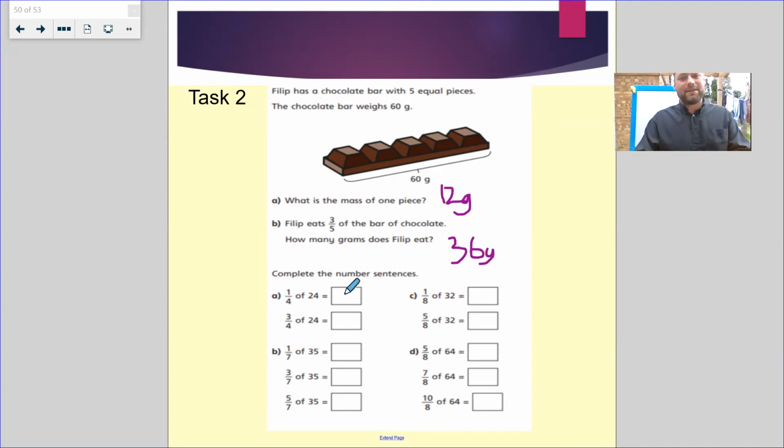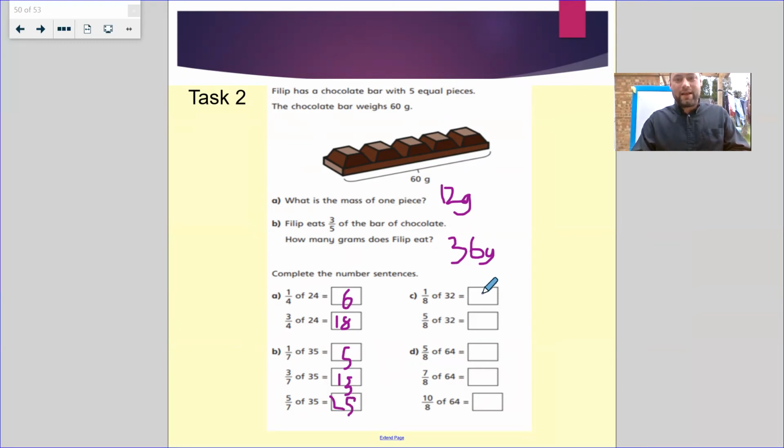And then complete the number sentences. 1/4 of 24 is 6, because 24 divided by 4 is 6. So 3/4 is 3 times 6, which is equal to 18. B, 1/7 of 35 is 5. 3/7 is going to be 15 because we times 5 by 3. And 5/7 is going to be 25.